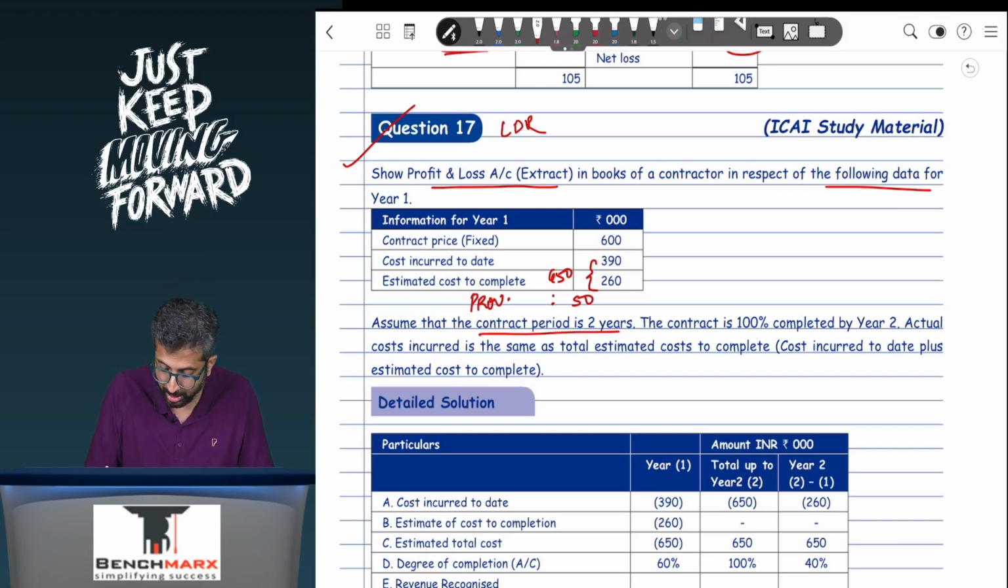Assume that the contract period is 2 years and the contract is 100% complete by the 2nd year. Okay, actual cost incurred is the same as the total estimated cost. So that's perfect. So in my first year, I have to prepare an extract of the P&L account.